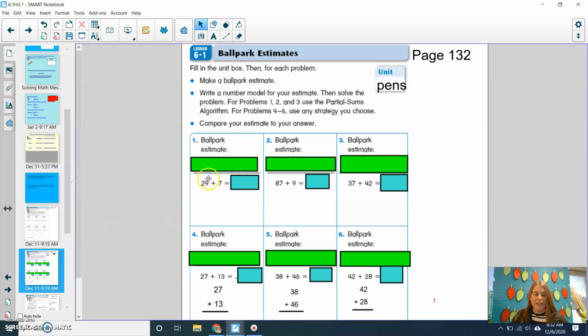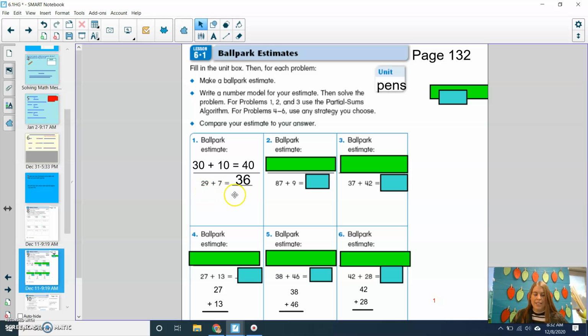So if I look at number one and I have 29 plus 7, I'm going to round 29 to 30 because that's the closest 10. Then I'm going to round 7 to 10. Now I know that 30 plus 10 equals 40. Now I also want to solve for the exact answer. So for this one, if I'm at 29 plus 7, well, I know that 9 plus 7 is equal to 16. 20 plus 16 would bring me to 36, giving me my answer of 36.